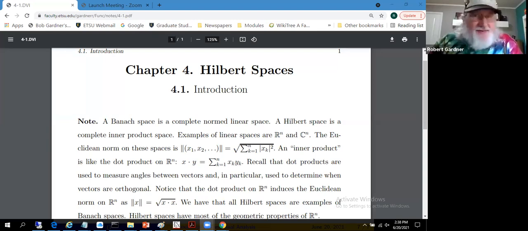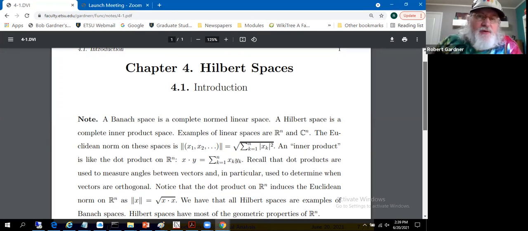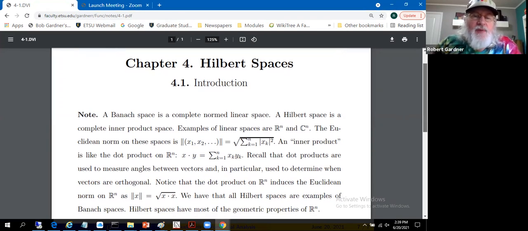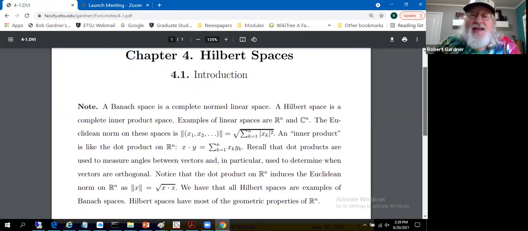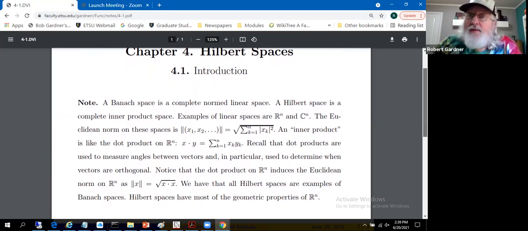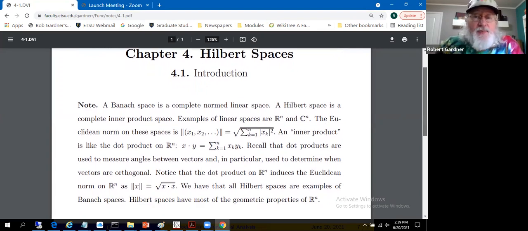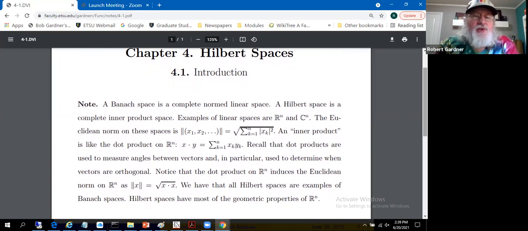Welcome to Chapter 4, Hilbert Spaces. So this is my favorite part. It's very geometric. So we got a pretty good chance of visualizing things by making analogies with Rn when we're in Hilbert spaces. Section 4.1 is just a sort of paragraph of introduction.